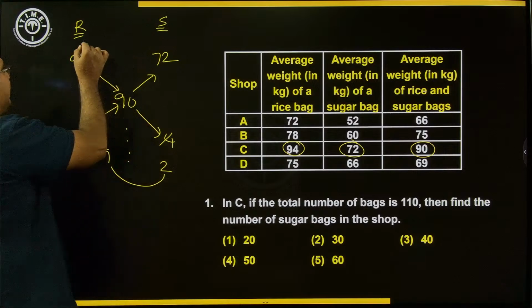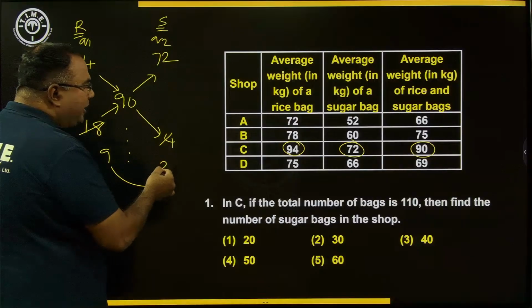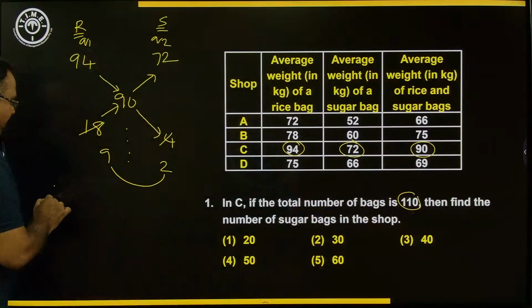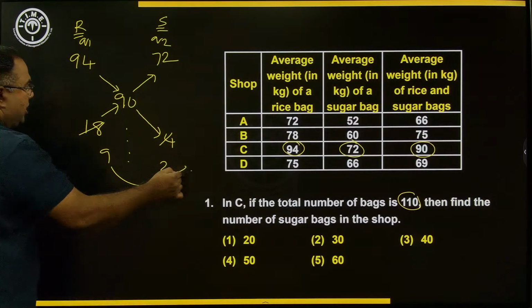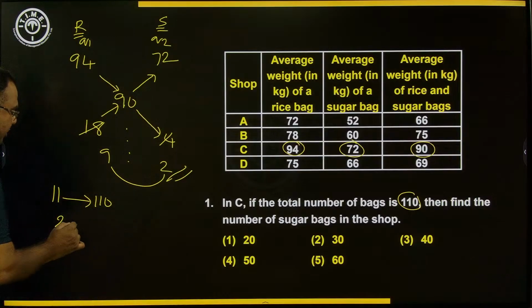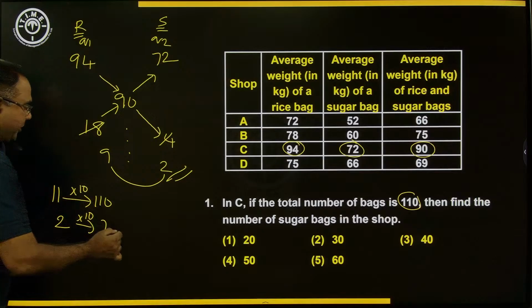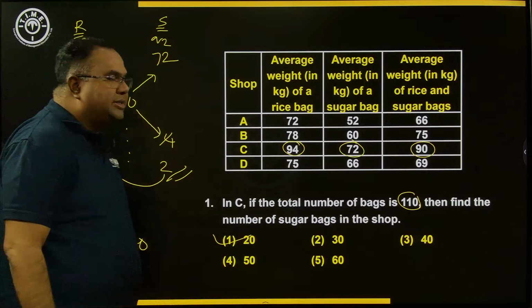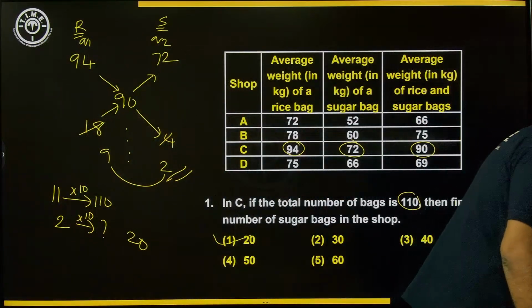So total how many quantities? These two quantities Q1, Q2 will be mixed in this ratio. So 9:2. So 9 plus 2, total 11 bags. 11 represents your 110. What's the question? Find the number of sugar bags. This will give you the quantity of bags if I take the ratio of their average weight. So 2 parts, how much? 11 into 10, 110. So it is 2 into 10. It has to be 20. 20 is present in choice 1. When you take the ratio of those averages, choice 1 is the correct answer.